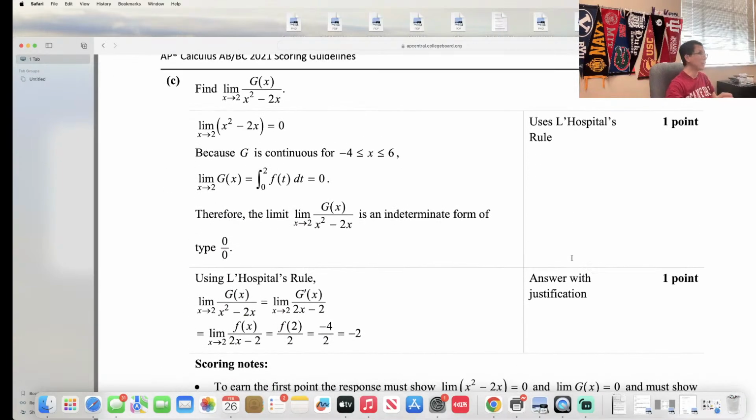Okay, so I'm gonna talk about L'Hopital's rule. You're gonna see it. It's gonna be worth 2 points. One is a condition to use L'Hopital's rule, which is the numerator must equal 0 and the denominator must equal 0, or infinity. It could be either way. But you have to have a condition first before you use L'Hopital's rule. If you don't have the condition, you don't get the L'Hopital's rule points. That's how the rubric works.